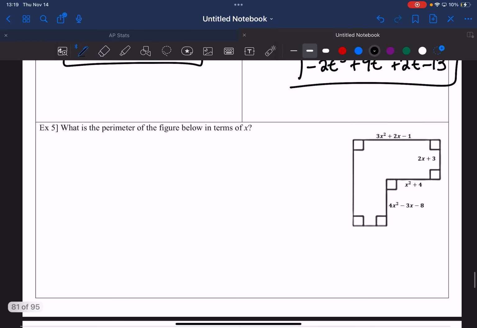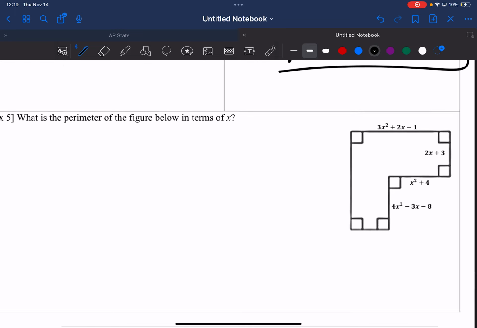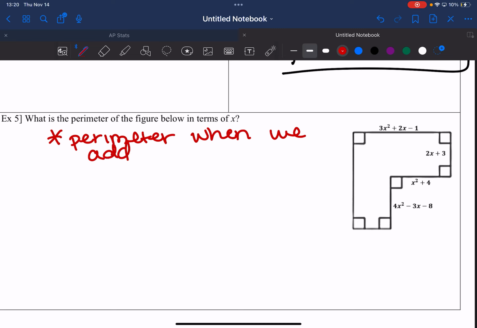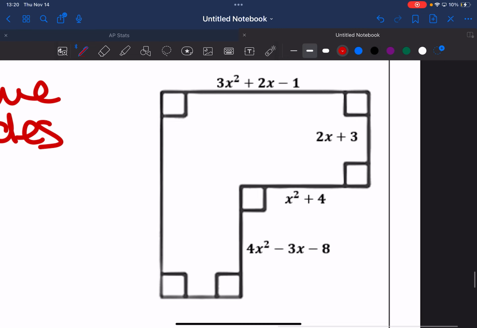Okay. Now we're going to look at this example here. It says, what is the perimeter of the figure below in terms of x? So we need to remember that the perimeter is when we add all the sides. But if we look at this diagram over here, notice it is missing two sides. It's missing this one and it's missing this one.